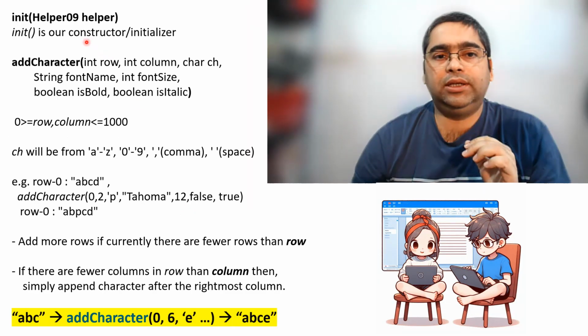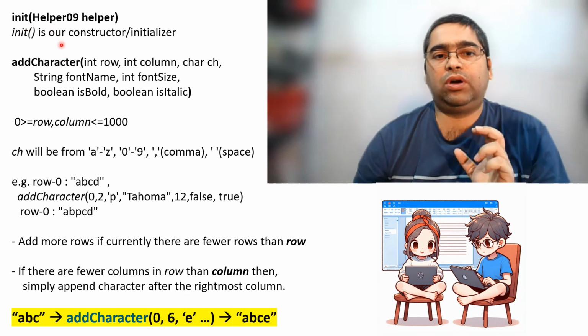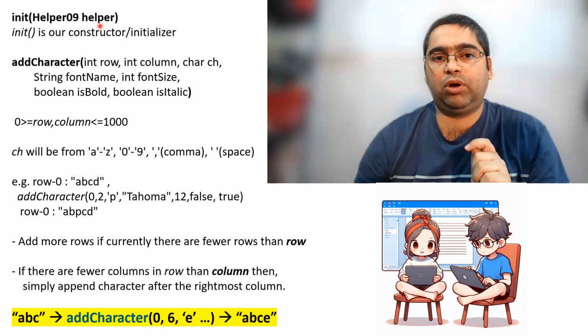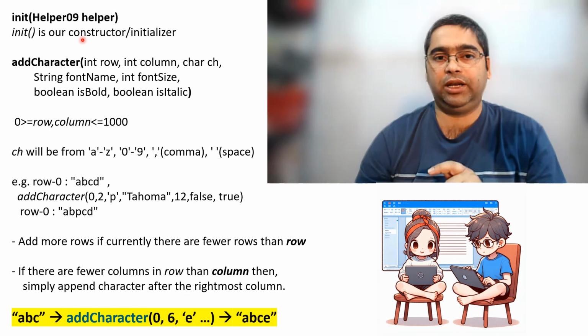Now let's see the methods which we need to implement. There are a total of 5 methods. The first one is init. Init is sort of our constructor or initializer. It has a helper object which you will use for logging. Now, if you use system.out.println, then your logs will not be visible. So you should use helper.print or helper.println.